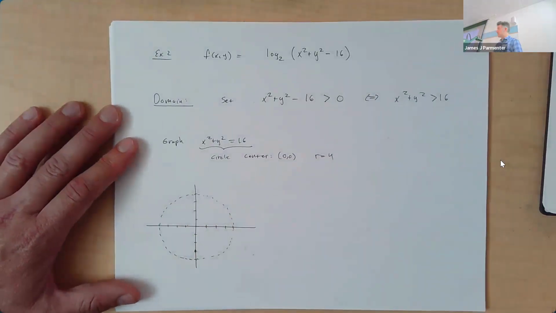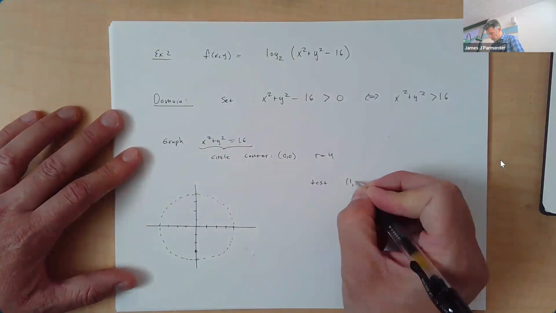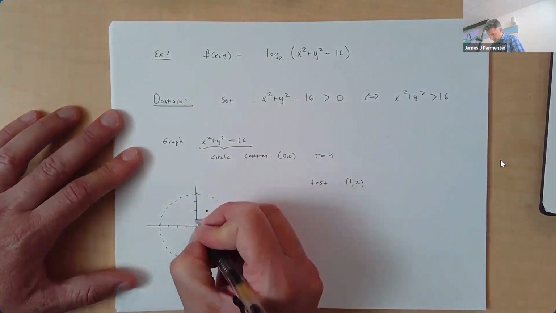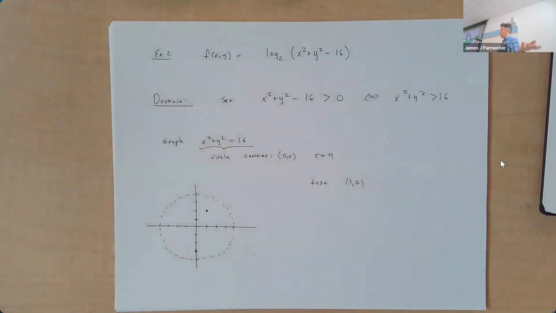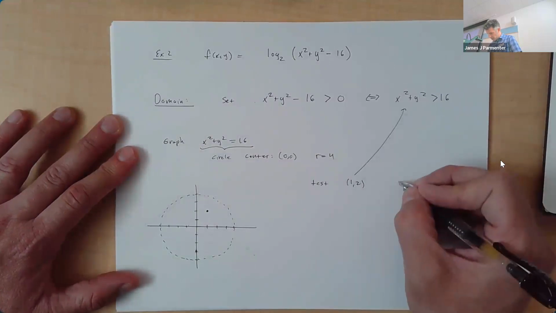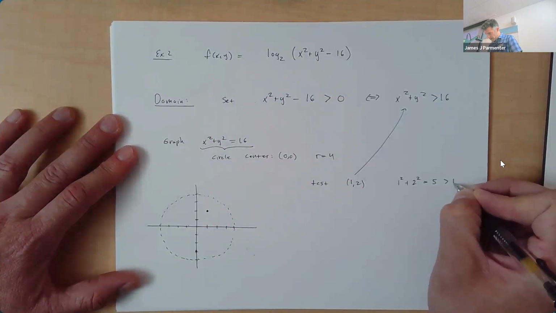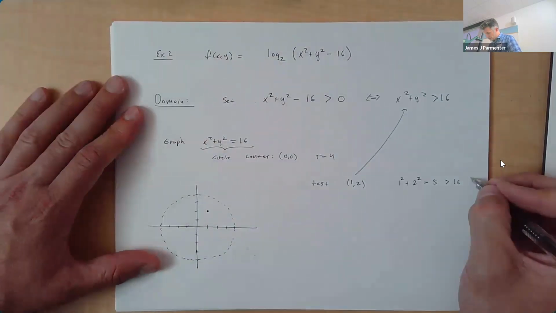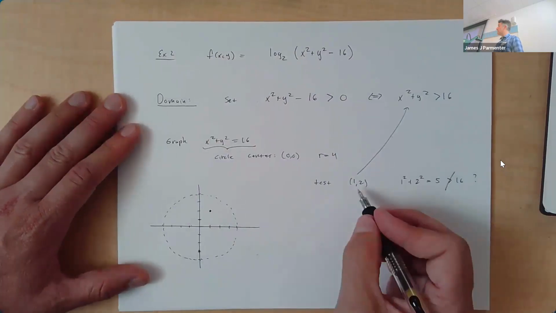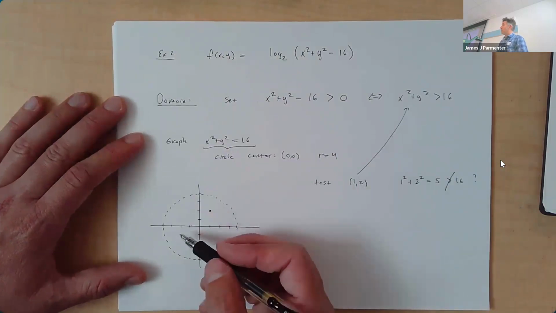And then just like last time, I'm going to test a point. Let's test the point (1, 2), which is right there. You should test a point that is obviously inside or outside of the circle. Usually the origin is the best choice, but I'm trying to make different choices just because it's nice to see different values. So 1 squared plus 2 squared is equal to 5. And is that greater than 16? Obviously not. So this point is not in the domain, which means this side is not the side we want. We want everything outside of the circle.